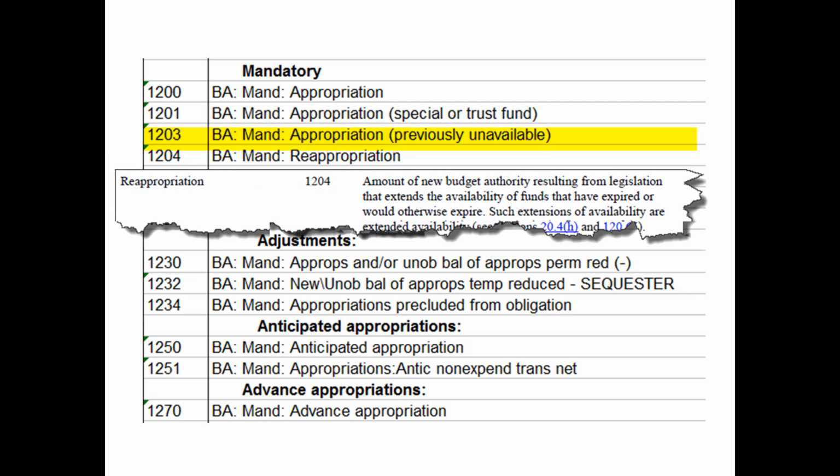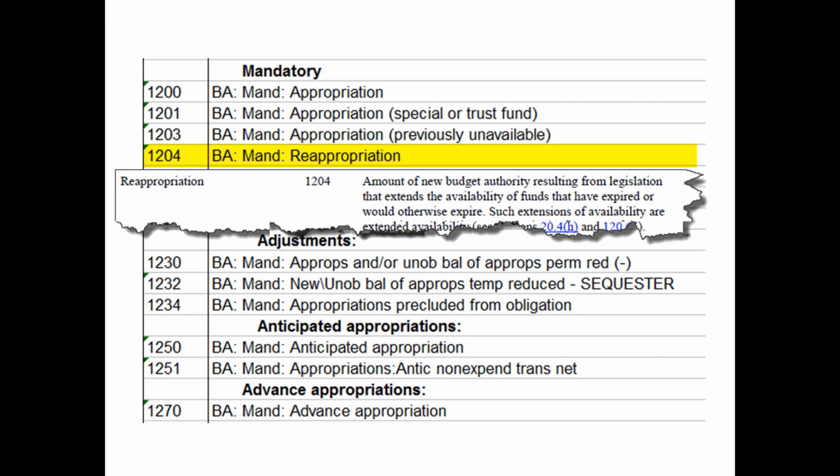Line 1204 is for mandatory reappropriations. These are defined as the amount of new budget authority resulting from legislation that extends the availability of funds that have expired or would otherwise expire. Because such extensions of availability are counted as new budget authority in the first year of the extended availability, the use of this line is very rare. In fact, the line was not used at all during 2017 in HHS accounts. So, why even bring it up?